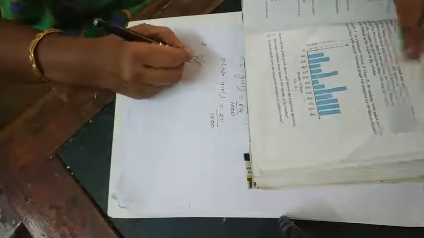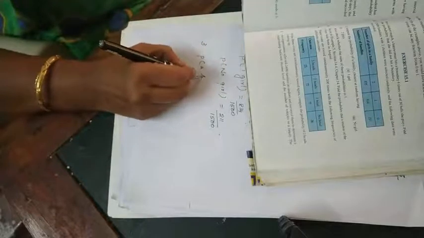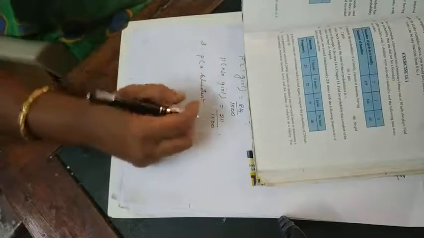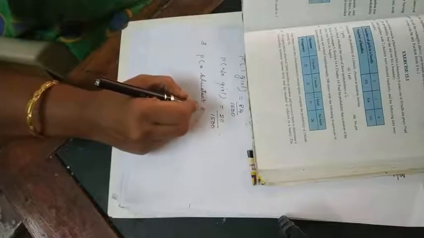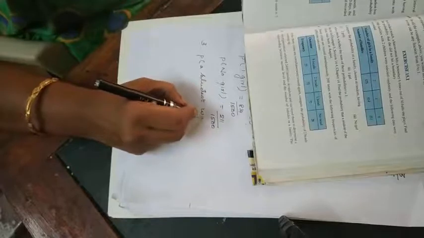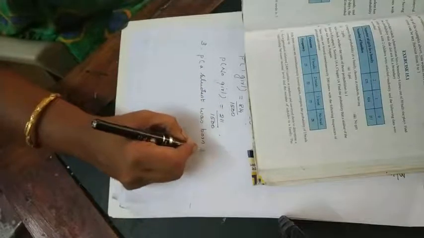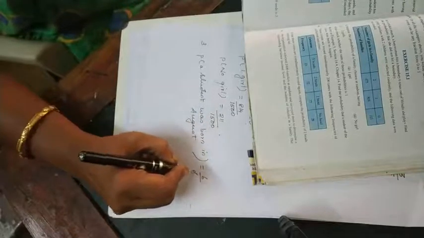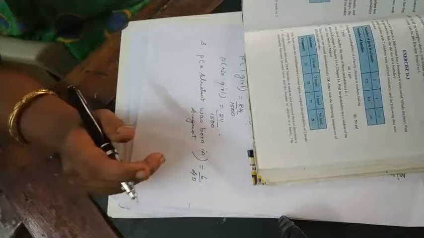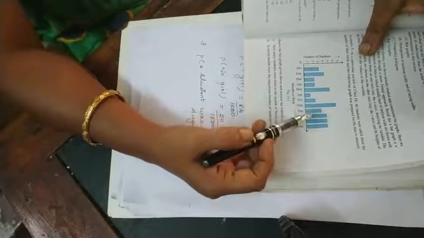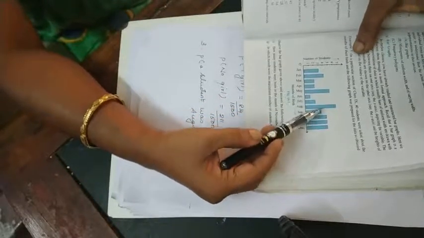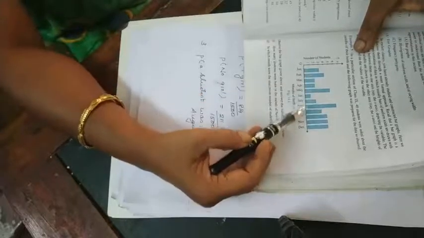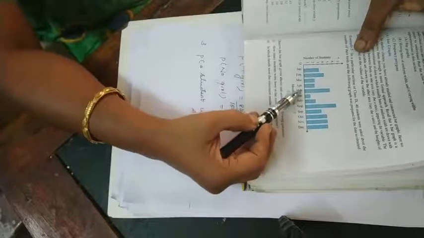So probability that a student was born in August is equal to 6 by 40. Okay. So if it is another month, you can look at the table and answer. If the question is on September, how many persons are there? 3 by 40. If it is May, 5 by 40. February, 4 by 40.